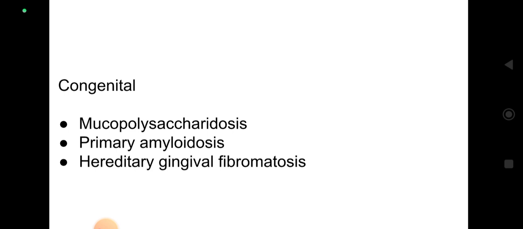Congenital causes are mucopolysaccharidosis, primary amyloidosis, hereditary gingival fibromatosis.